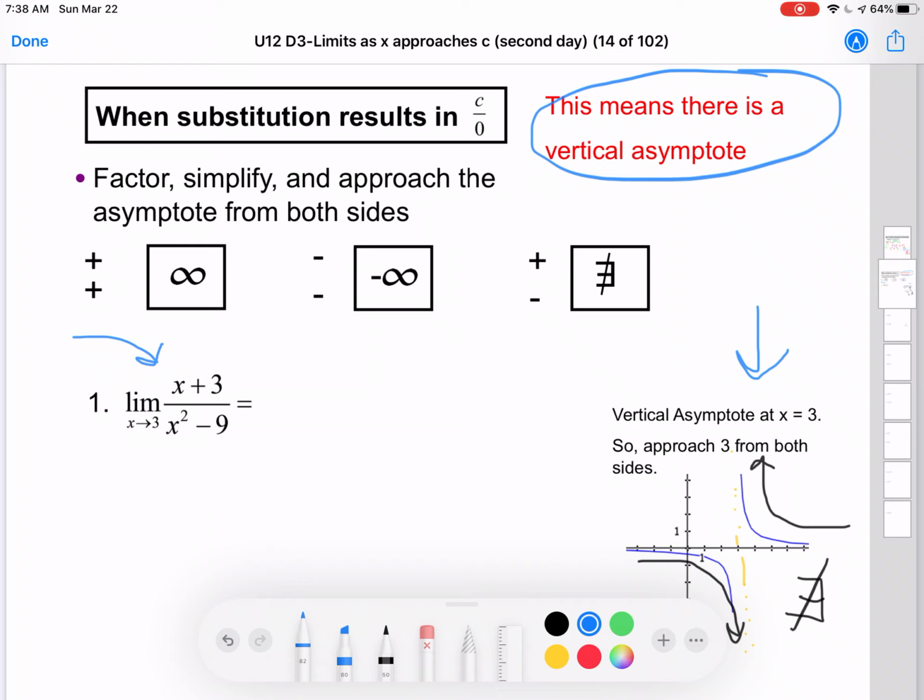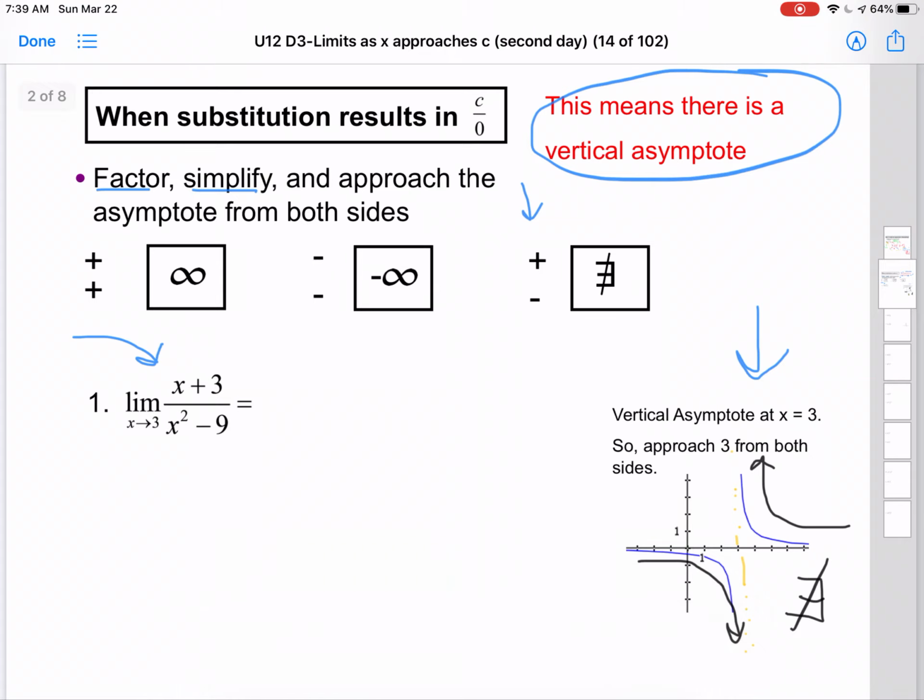Okay, so here's what we're going to do. We are going to still try to factor and simplify, like we did yesterday, as much as we can. And then I'm going to show you, we're going to take the limit from the left and from the right. If they come out to both be positive, it's going to be approaching infinity. If they both come out to be negative when I approach from both sides, then it's going to be negative infinity. And if we get different answers, which we're going to see is going to happen in this case, then it does not exist.